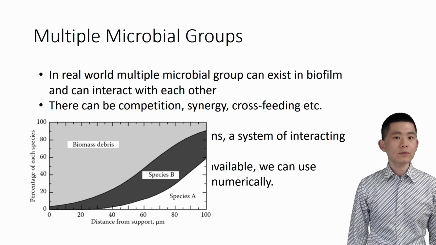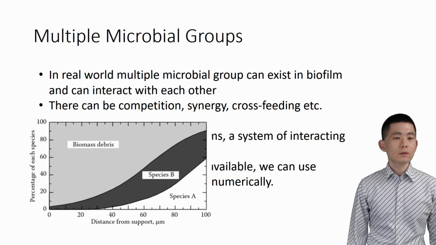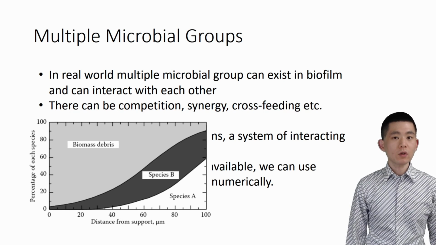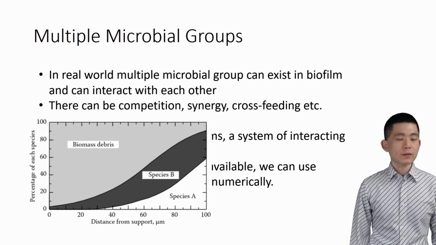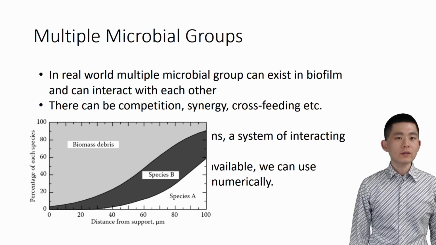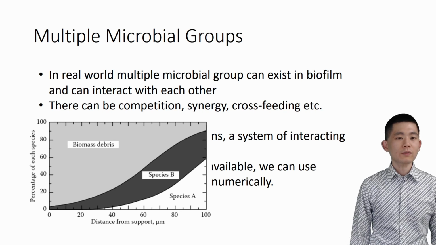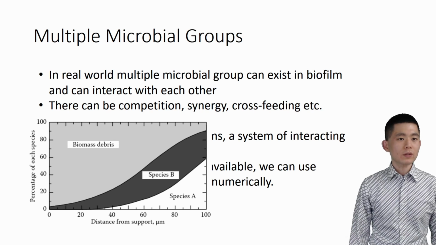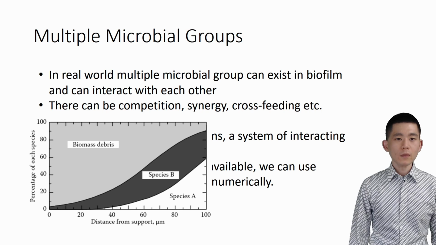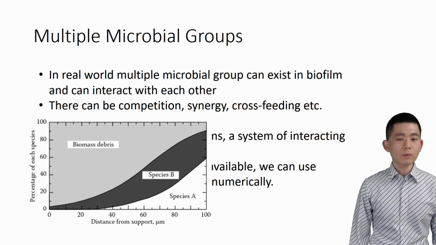This is a simple conceptual figure showing the distribution of different microbial groups. Species B has a low mu max, but also a low K_s. Therefore, it can thrive in the deep end of the biofilm, where the substrate concentration is low. Species A, on the other hand, has a high mu max and high K_s, and thrives at the surface of the biofilm, where there is abundant substrate. Also, the percentage of debris increases as we look deeper into the biofilm as a result of a low growth rate due to low substrate concentration.